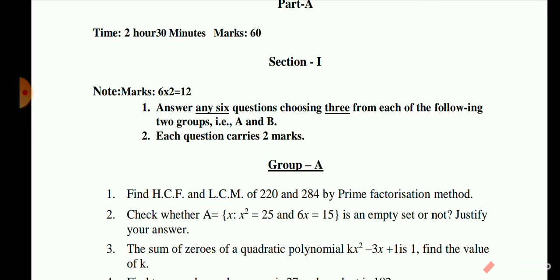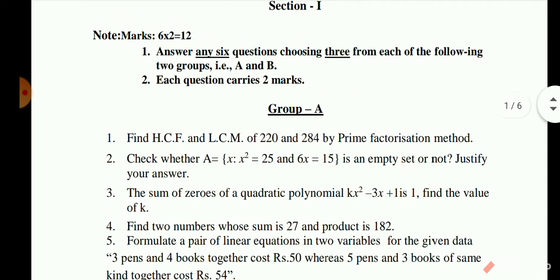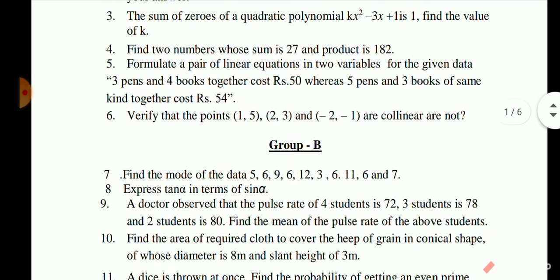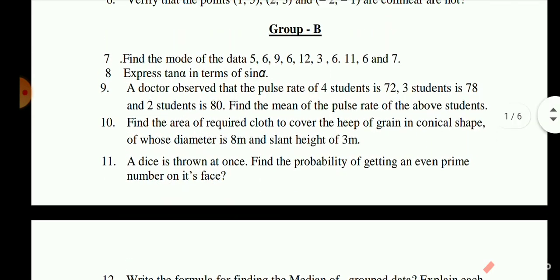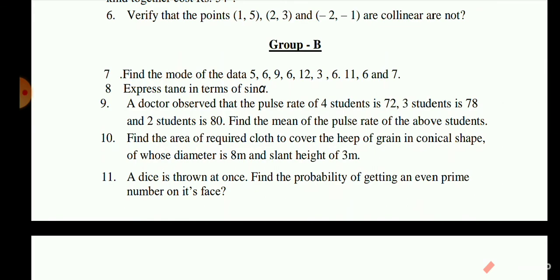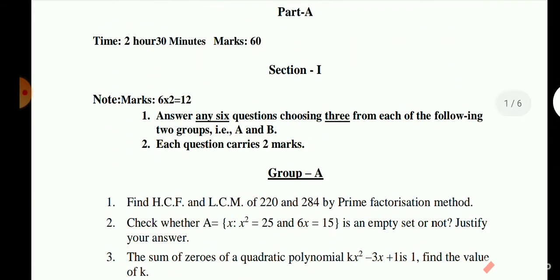Answer any 6 questions, choosing 3 from each of the following groups A and B. In section 1, group A, we have 6 questions, and from these you need to solve only 3. From group B also we have 6 questions, and from these you need to solve only 3. In total you solve 6 questions, 2 marks each, total 12 marks.